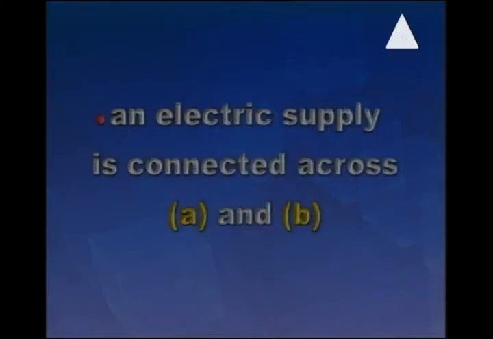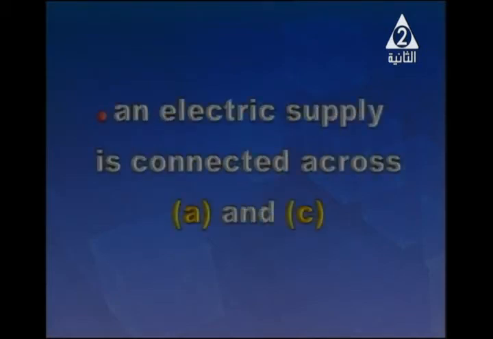If an electric supply is connected across AB, and if the electric supply is connected across AC. First of all, we have to calculate the value of the resistance of the wire. It is V over I.